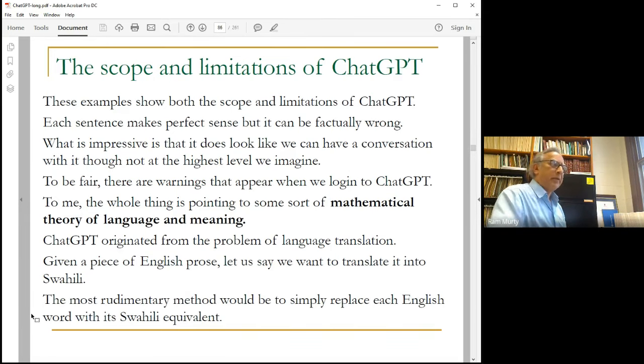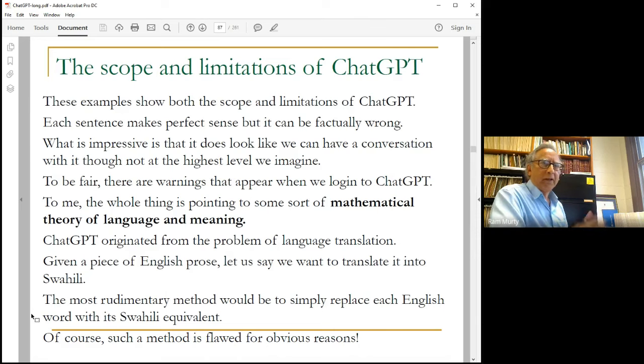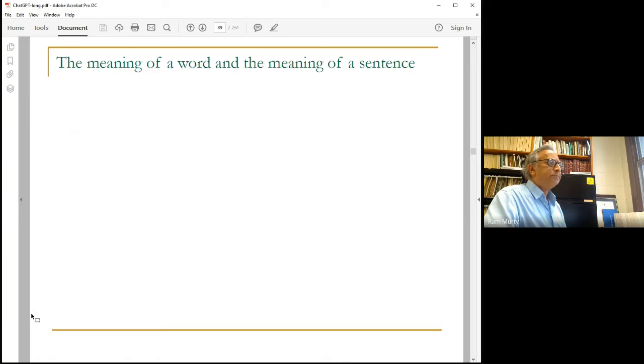The most rudimentary method would be to simply replace each English word with its Swahili equivalent. And of course, this is such a flawed method of translation. The earliest methods of translation on Google Translate are like that, even now, actually, to some extent. The translations are pretty bad.